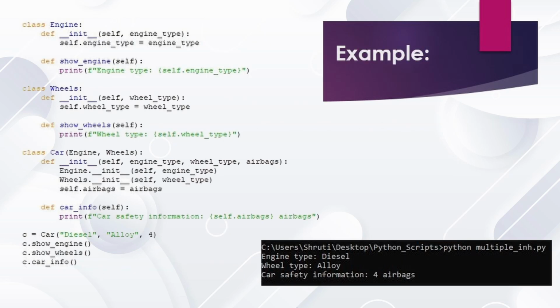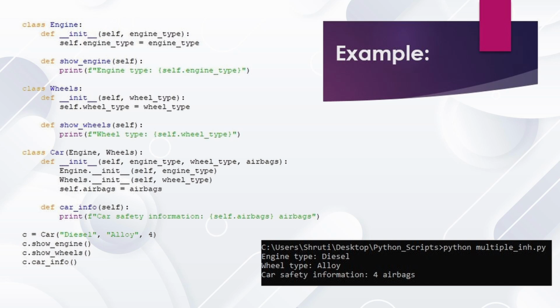Let us look at an example to understand multiple inheritance. The program here demonstrates multiple inheritance in Python. It defines two parent classes, engine and wheels. The engine class has a constructor that sets the engine type and a method showEngine that displays it. The wheels class similarly has a constructor that sets the wheel type and a method showWheels that prints it.